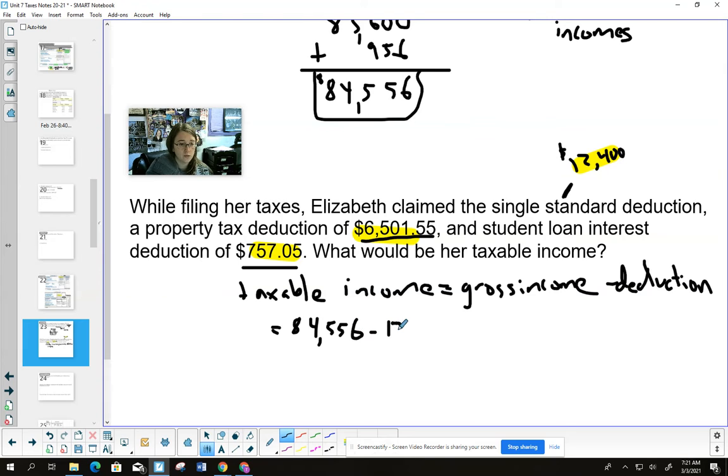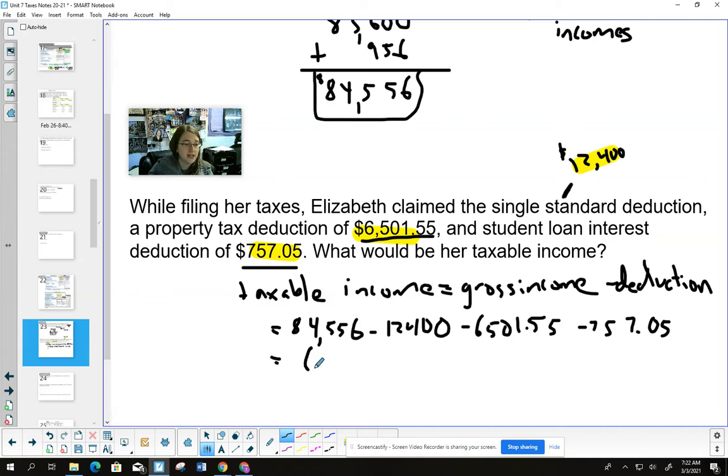So we have 84,556. I've got minus 12,400. I've got minus 6501.55 minus 757.05. Again, what tax deductions are the government saying, you know what, you spent this money on important things. If it's the standard deduction, you spent that money on just living, on being a human, right? If it's a property tax deduction, that is for a house, and that's important money. And then a student loan as well. You spent these things on important things.